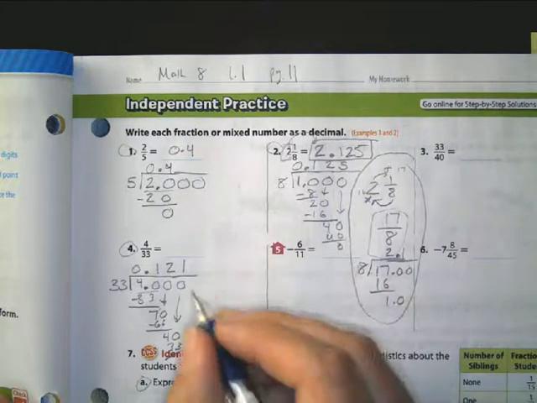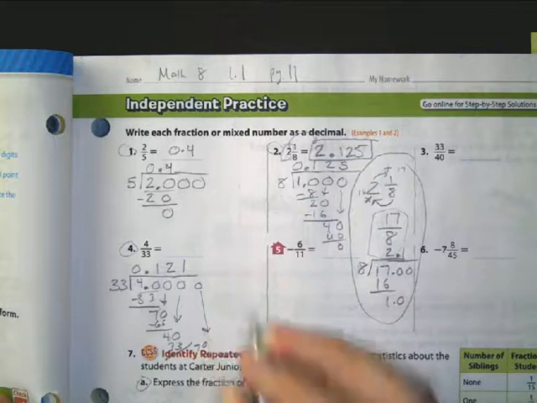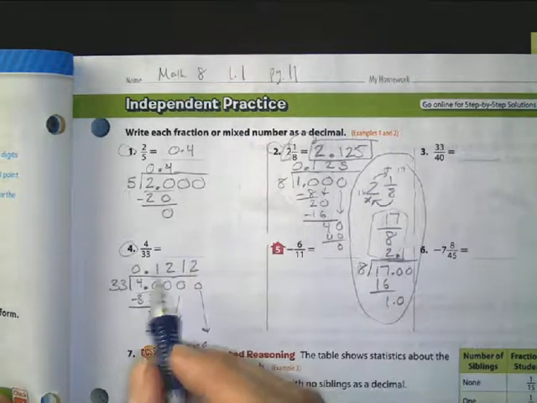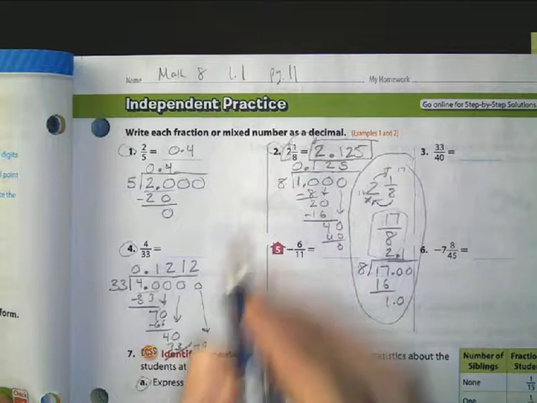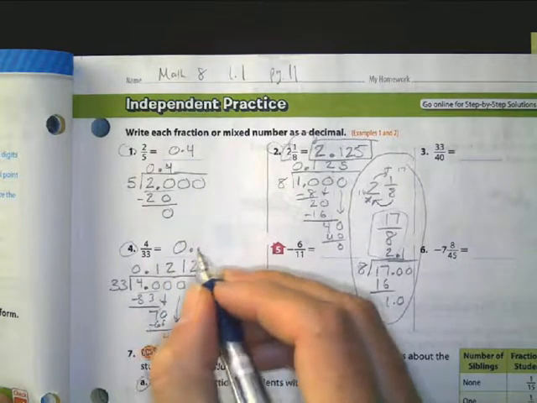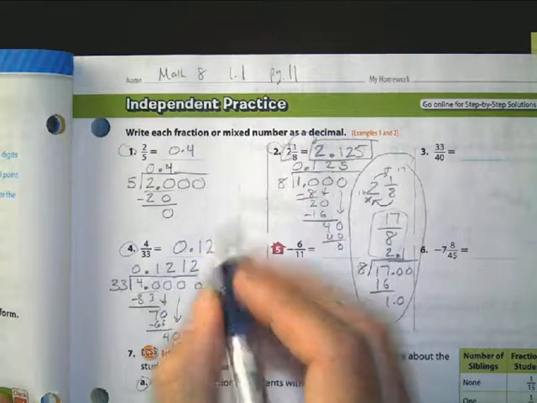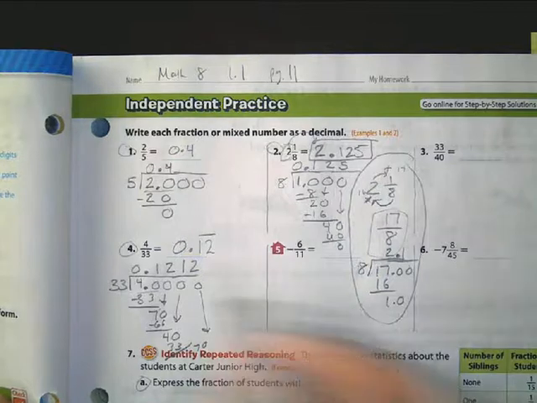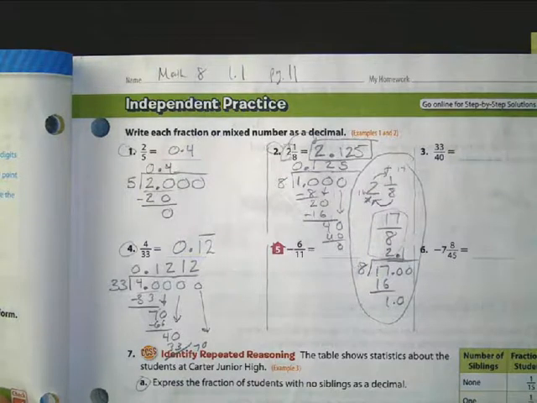I bring down another 0, and now I'm at 70, which I already know is going to give me a 2. So what I notice is I'm repeating 12, 12, 12. So I could write this solution as 0.12, and the repeating part, 1, 2, is 12 hundredths. That's going to continue on forever and ever and ever, and that's how I'd write that there. Okay, let's move down to the next set of problems here.